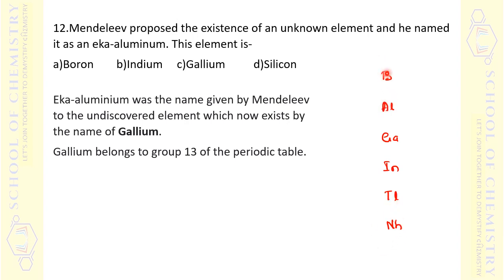So you can easily remember this with a mnemonic: Bal Gangadhar India Tilak. If you remember Bal Gangadhar India Tilak, you can remember group 13 elements very easily. So B, Al, Ga, In, and Tl. The element which lies below aluminum should be gallium, and that's how the answer should be gallium, for this option C, right? So that is the answer. Let's move on to the next question.